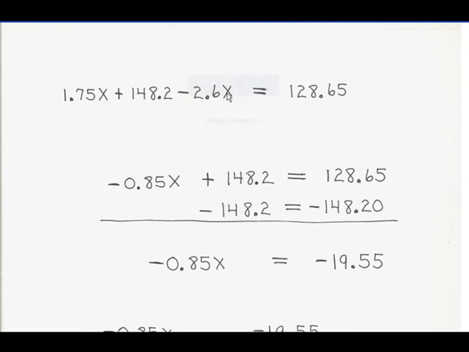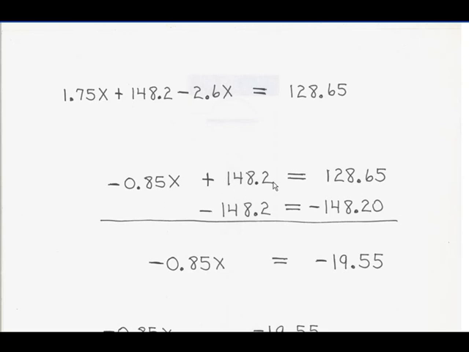Now we see here on the left side that we do have like terms. We have 1.75x minus 2.6x. So after combining those two like terms, we now have the equation negative 0.85x plus 148.2 equals 128.65.